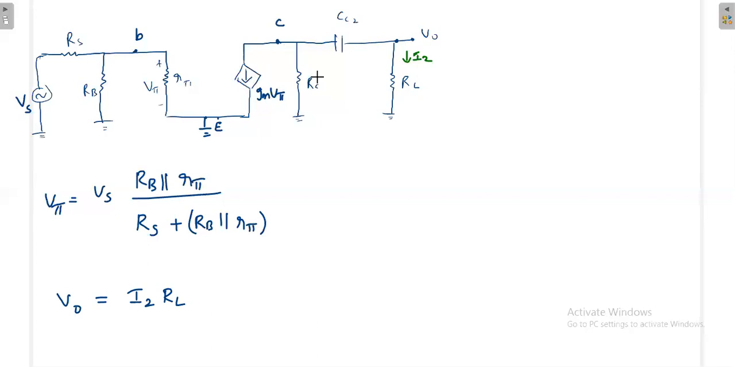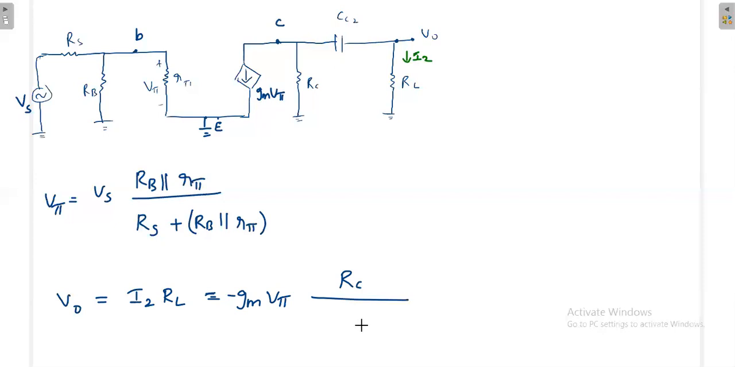Then this current is divided across this branch and this branch. So now we have to apply the current division rule. We need the current across this branch, so opposite resistance divided by total resistance. Once you apply the current division rule, I2 is equal to minus gm into V pi, because current is going downwards but we need the current upwards, so we put a minus on gm V pi. Then the opposite resistance to this branch is RC, divided by the total resistance.